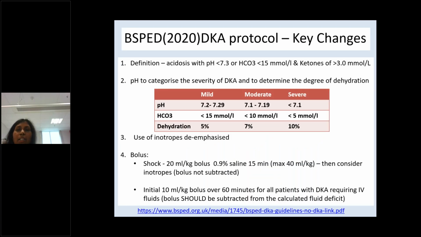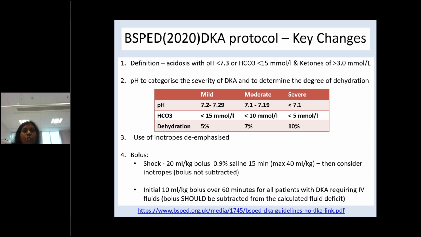So in the next 2 or 3 slides, I'm just going to summarize the key changes in the BSPED 2020 protocol, which is different to the previous one in 2015. So the definition, as we discussed earlier: the pH should be less than 7.3, or the bicarbonate should be less than 15 millimoles per liter, and the ketone should be more than 3 millimoles per liter. And obviously the blood glucose should be more than 11 millimoles per liter.